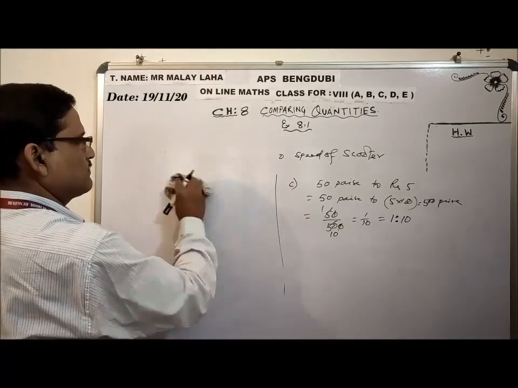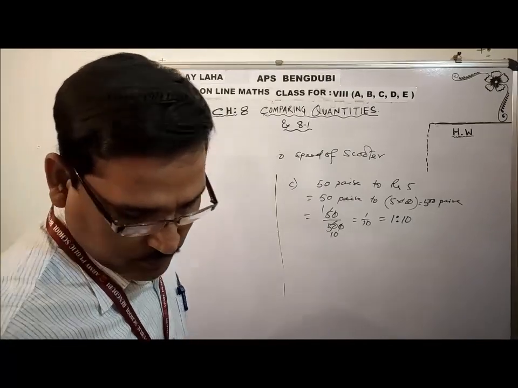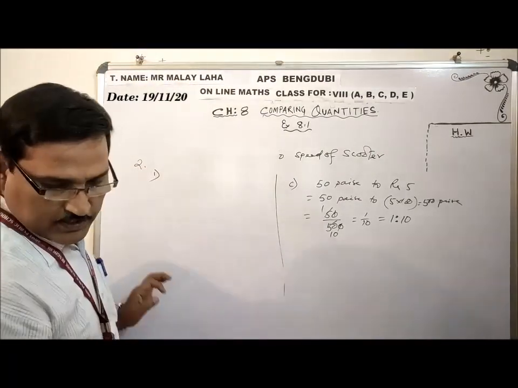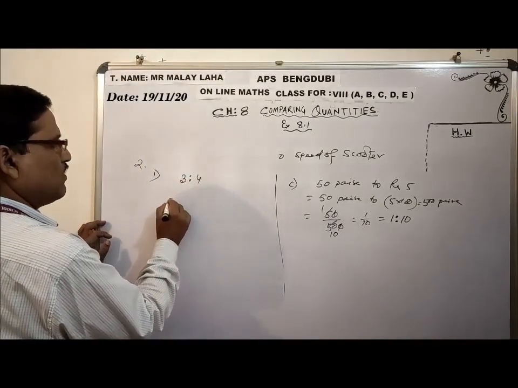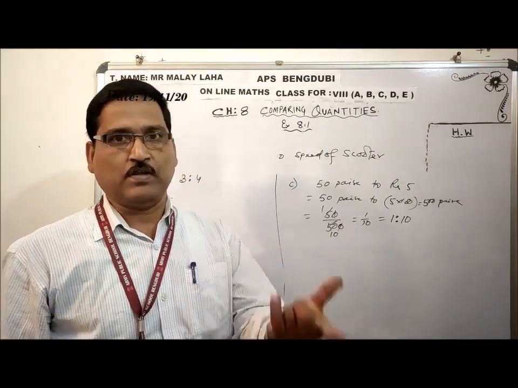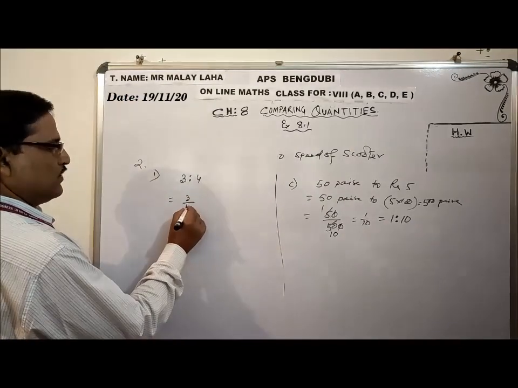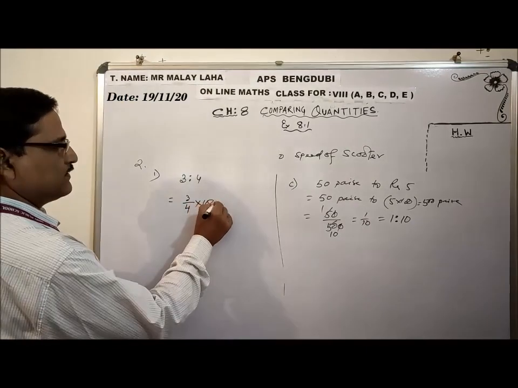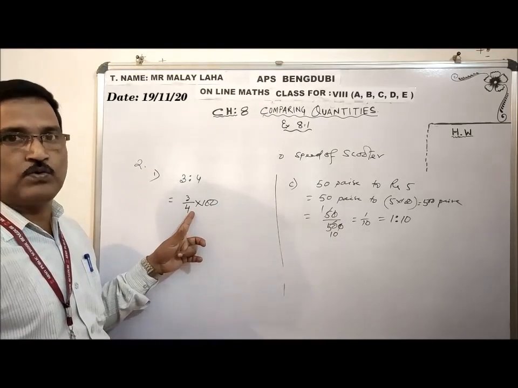Now question 2: ratio is given, how to find out the percent? Only 2 questions. The ratio is 3 is to 4. What did I say about the ratio? It is a comparison of 2 quantities by division. I have to form a fraction, 3 upon 4. Now for percent, multiply by 100. So here you can convert 4 into 100.